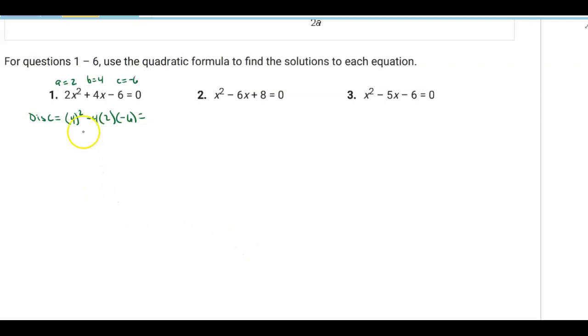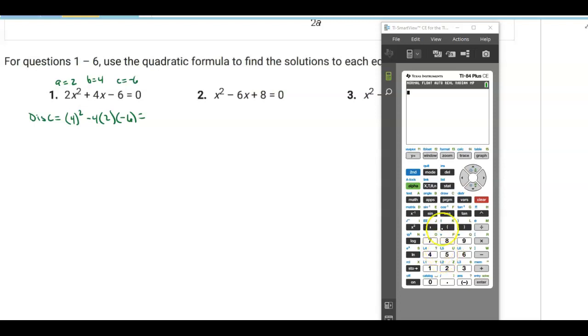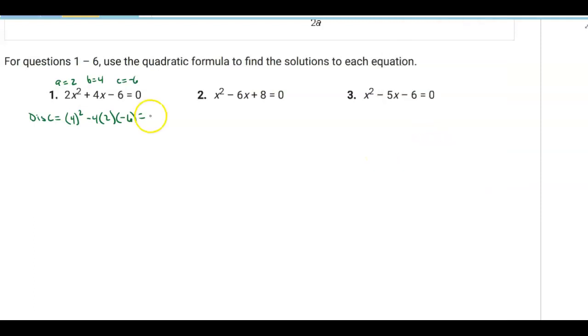Now when you evaluate this in the calculator, you're going to plug it in exactly the way you see it. I go open parentheses, 4, close parentheses. I hit the square button, and then I use the minus sign, 4 times 2 times negative 6, right? You have to make sure you hit the same buttons, and you should make sure you get the same answer. When I evaluate this, I get 64.